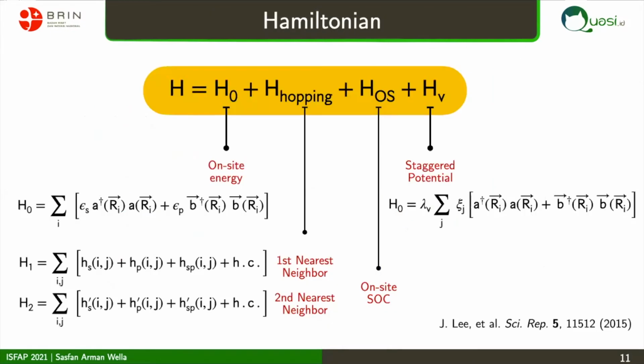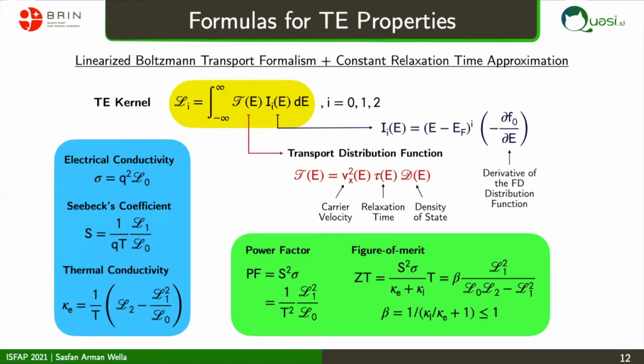And for the Hamiltonian, we construct the on-site energy Hamiltonian, and the hopping Hamiltonian, which consists of first and second nearest neighbor, on-site spin orbit coupling, and the last is the staggered potential Hamiltonian. For calculating the thermoelectric properties, we use a linear Boltzmann transport formalism along with constant relaxation time approximation.